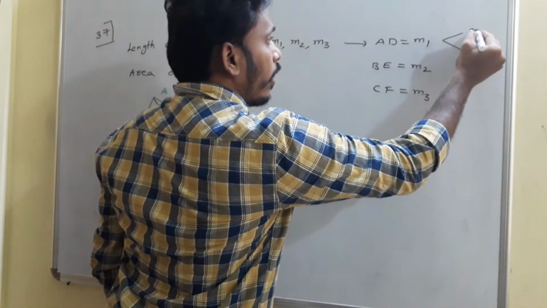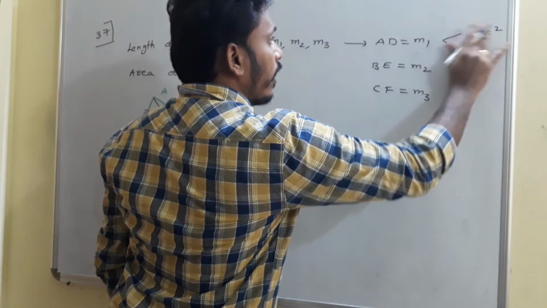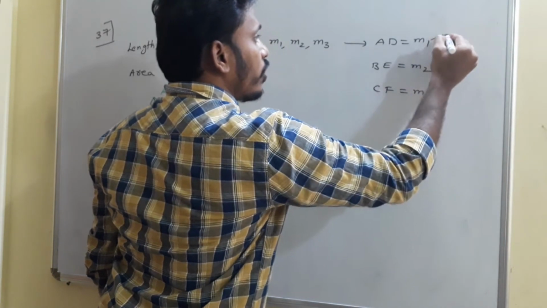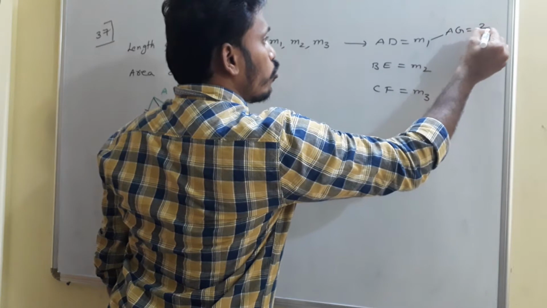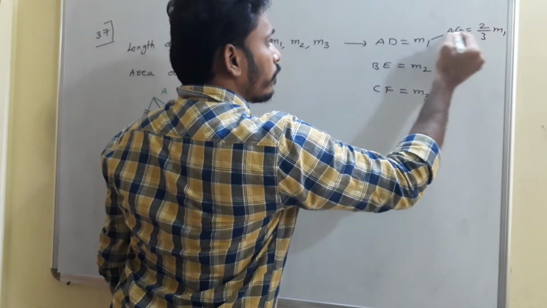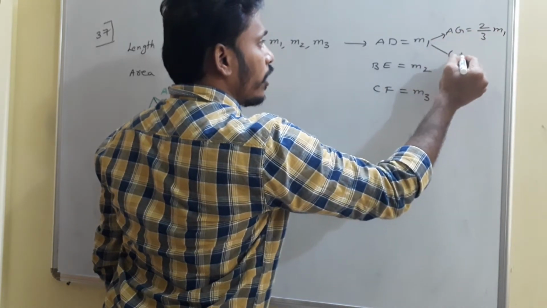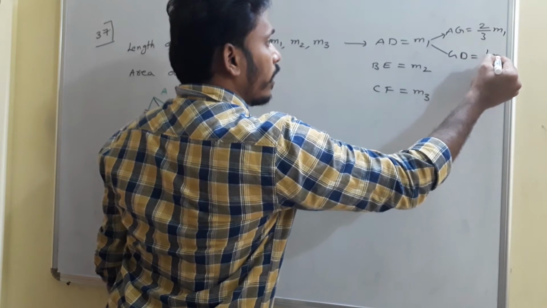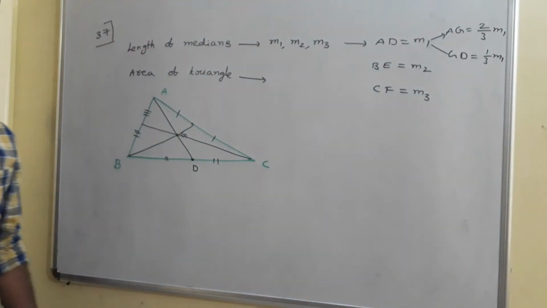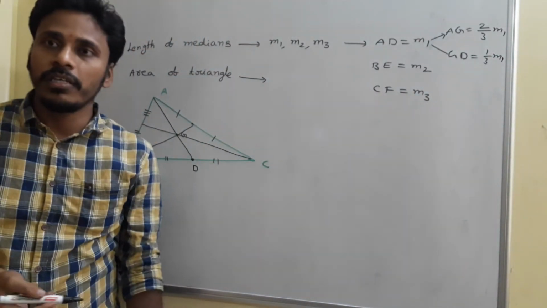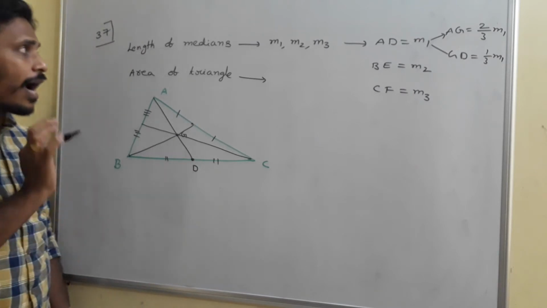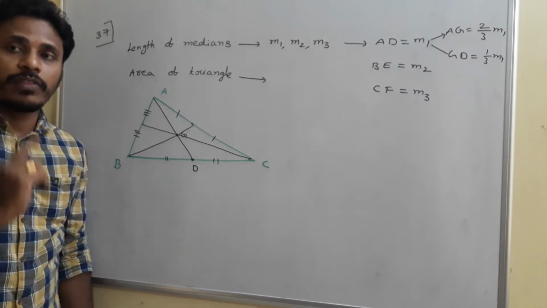How can we calculate? Length AG is 2/3 of m1, whereas length GD is 1/3 of m1, because the ratio is 2:1. Similarly, we will split BE and CF also. That's one part. Our idea is actually to find the area of the triangle.